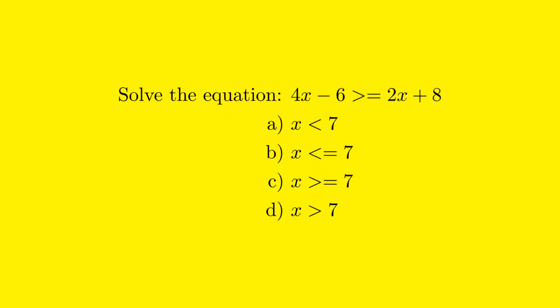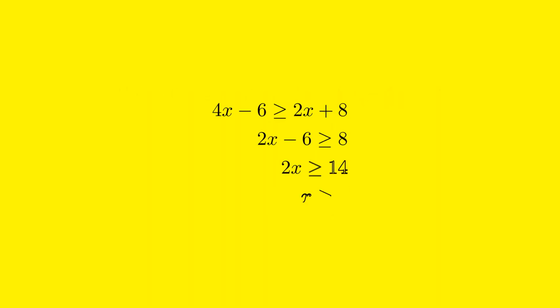Let's take a look at the inequality 4x minus 6 is greater than or equal to 2x plus 8 and its possible solutions. Pause the video and try to solve the problem for yourself. The inequality we're about to solve is 4x minus 6 greater than or equal to 2x plus 8.